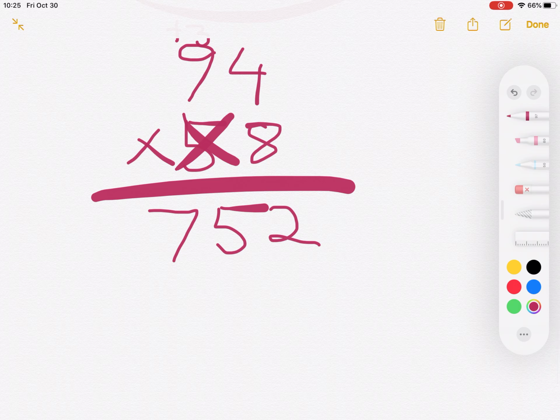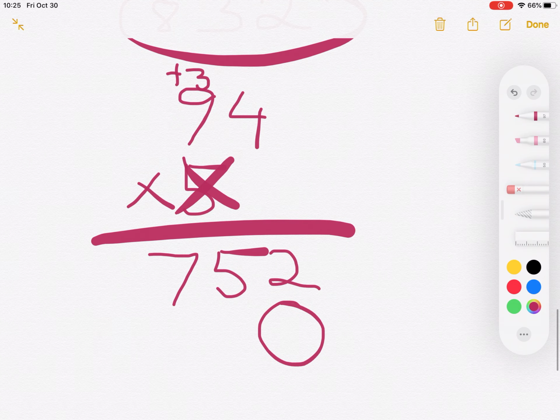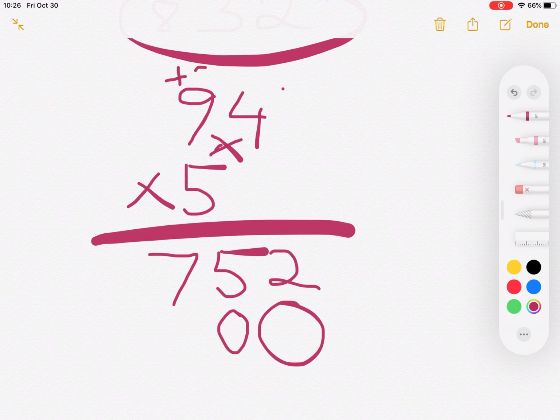And then we get this, and then we do 0 the hero. And then we get this number out of the picture. And then we do across. So 4 times 5 equals 20. Gonna get that 0 down, plus 2. And then 9 times 5 equals 45. And 45 plus 2 equals 47.